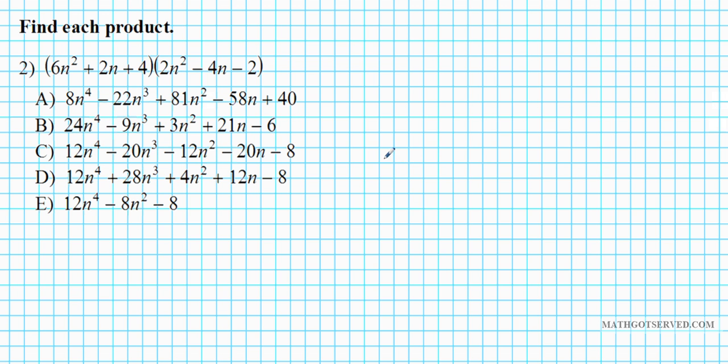Okay, so using the box method is pretty straightforward. What you do is you just align these two factors vertically and horizontally. Let's take the first one. Align it horizontally. We have 6n squared plus 2n plus 4. Now each of these terms will form my row, okay, according to their degree. And then I'm going to take the second factor and orient it vertically. All right, so we have 2n squared minus 4n minus 2.